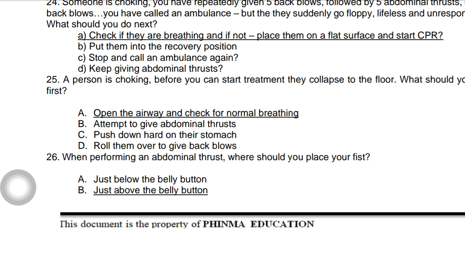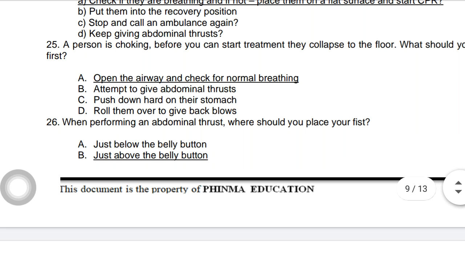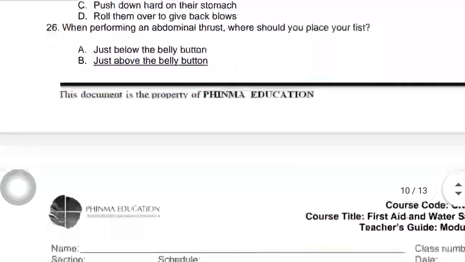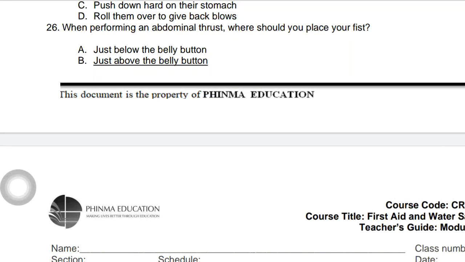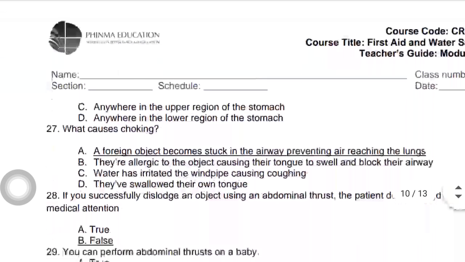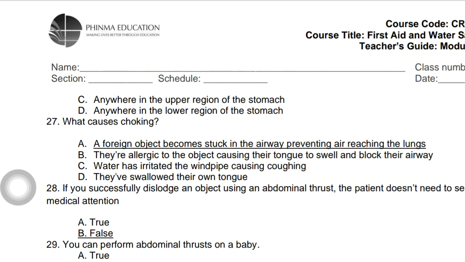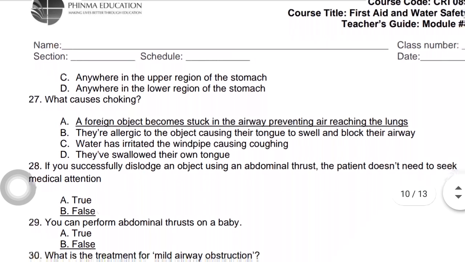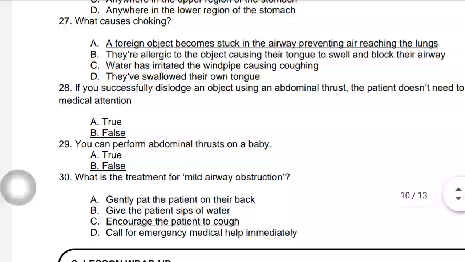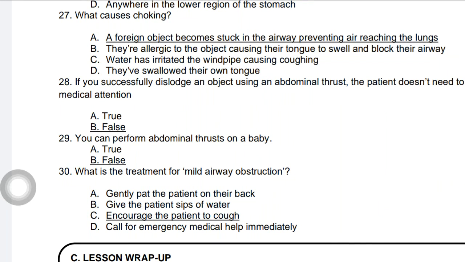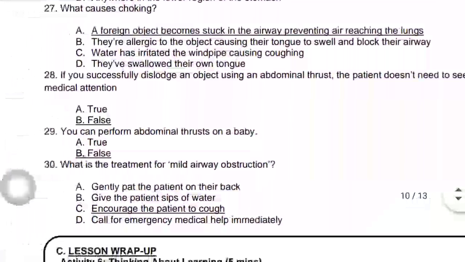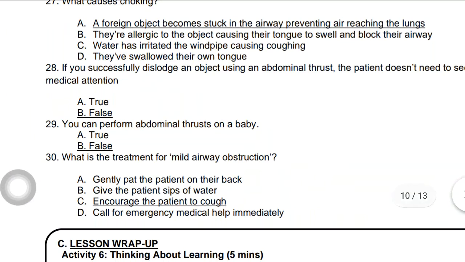So, when performing an adult abdominal thrust, where should you place your fist? Above the belly button. What causes choking? A foreign object becomes stuck in the airway, preventing air reaching the lungs. If you successfully dislodge an object using abdominal thrust, the patient doesn't need to seek medical attention. It's false. You still need to call for medical attention.